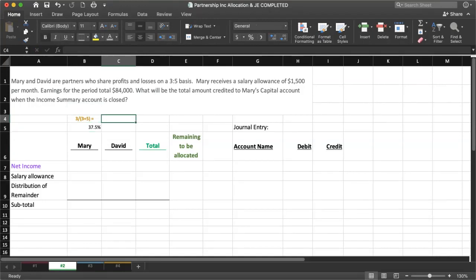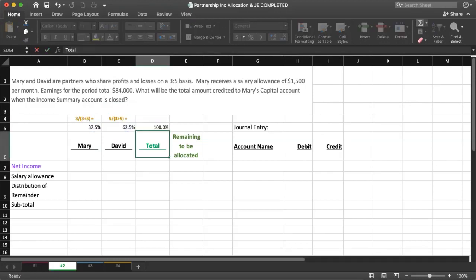Now we're going to do the same for David, except David is on the 5 side. So 5 divided by 3 plus 5 equals, and David's share is going to be 5 divided by 3 plus 5, which is 8, and that's 62.5%. So the total, if I add these all up, is 100%, and that's what I want, 100% allocation. Well, that's what all of us would want.